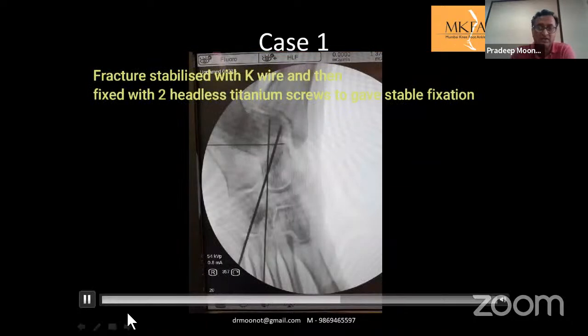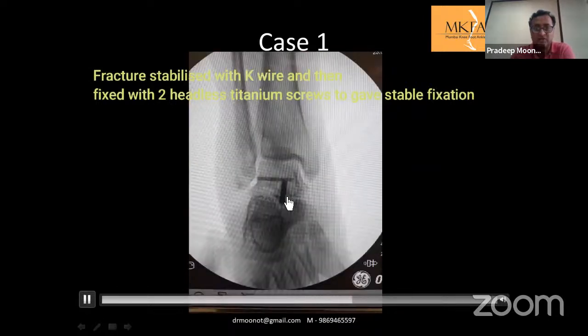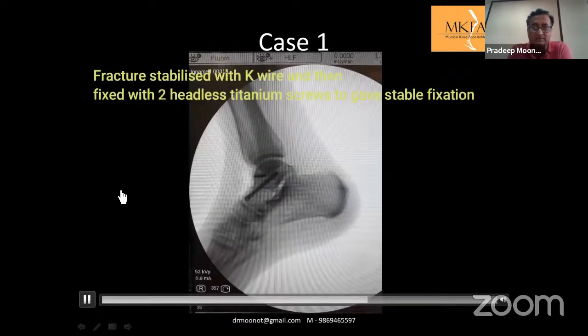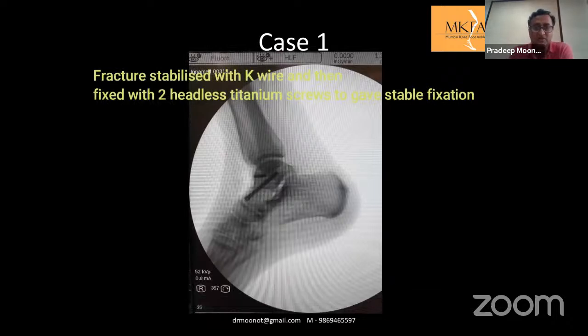And here again, you can see how nicely you can see the whole neck. I can know that I've got an anatomical reduction, and a transverse wire as well. So it was used. This was a headless screw and one more screw as well. Both were headless screws, titanium. And I was happy with the reduction, happy with the stability as well.